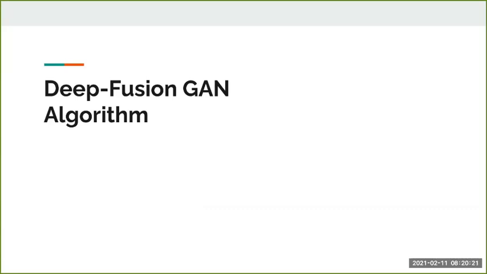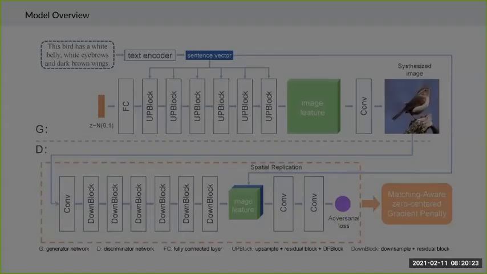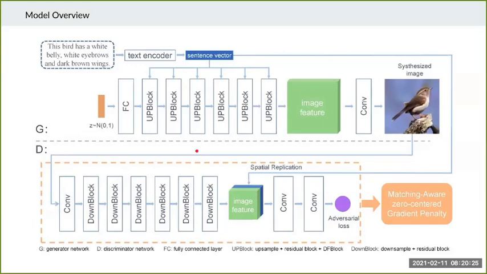So finally, next, the DF-GAN algorithm itself. So this is the basic overall architecture of the model. Here you can see that the textual information is passed through the text encoder, and we get a sentence vector, similar to all the different approaches we have seen. But here you can see that the sentence vector is conditioned to different up blocks. And just to make it clear, this up block is not just the upscaling block. It's something a little more involved than that. We'll see this expanded in a while.